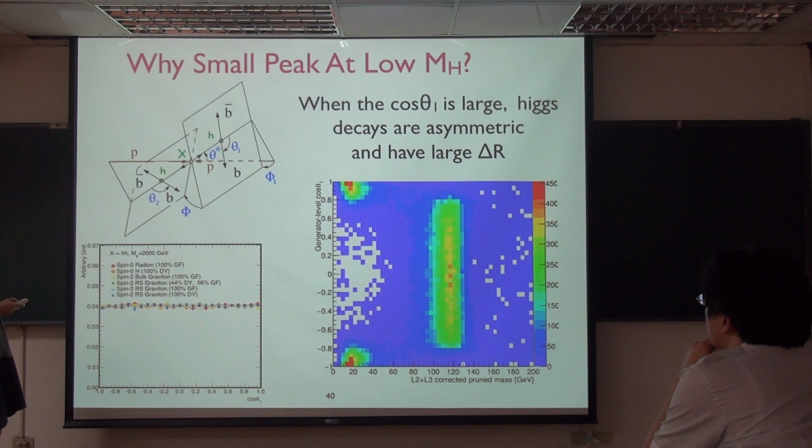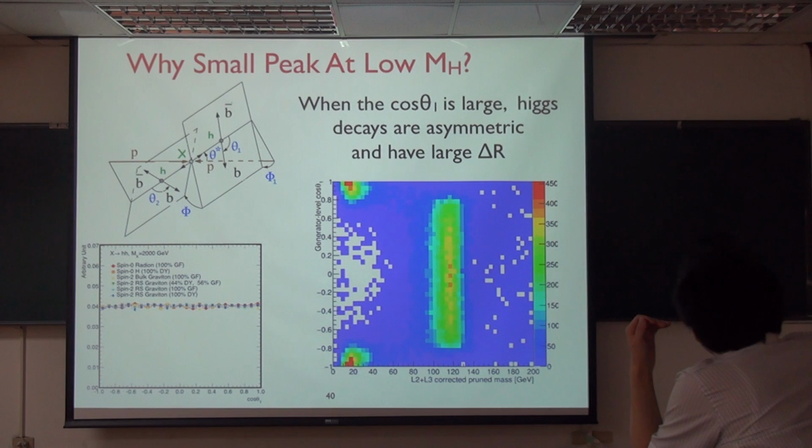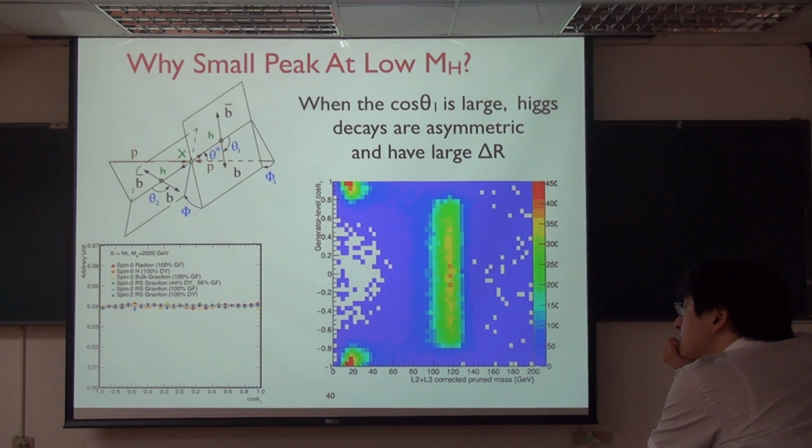Cosine theta 1 is defined as follows: if you go to the rest frame of the Higgs, and the Higgs decays to b b-bar, then the two b's will be back to back. The decay angle theta 1 is defined as the angle between the b quarks in the rest frame of the Higgs boson with respect to the Higgs momentum in the lab frame. Since the Higgs is a spin zero particle, it has a flat distribution.